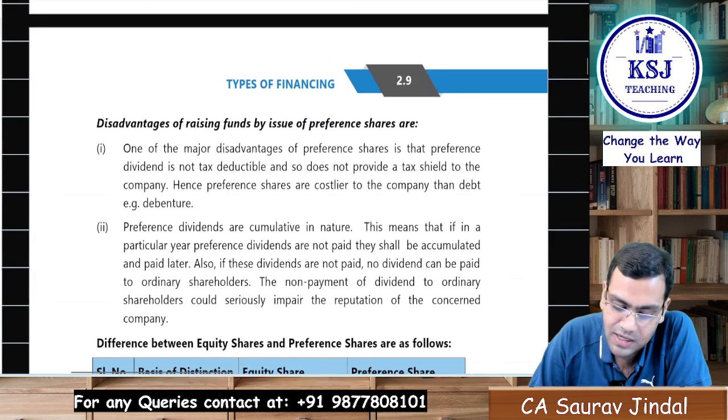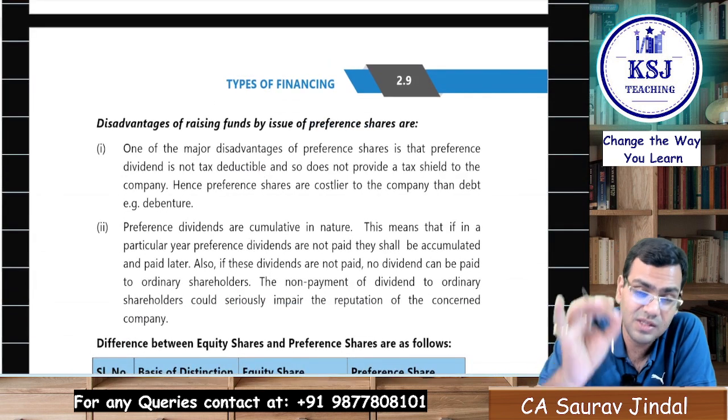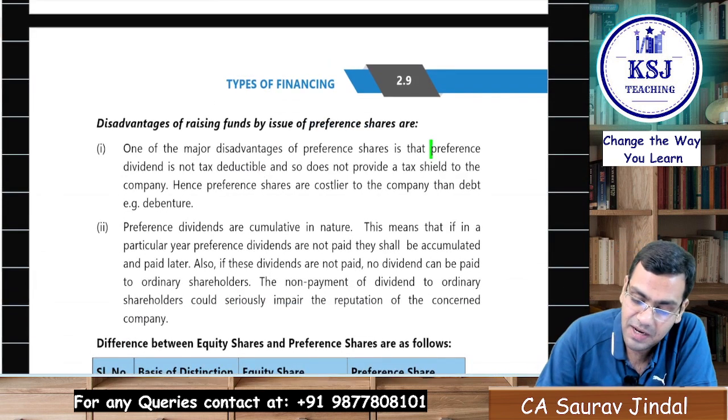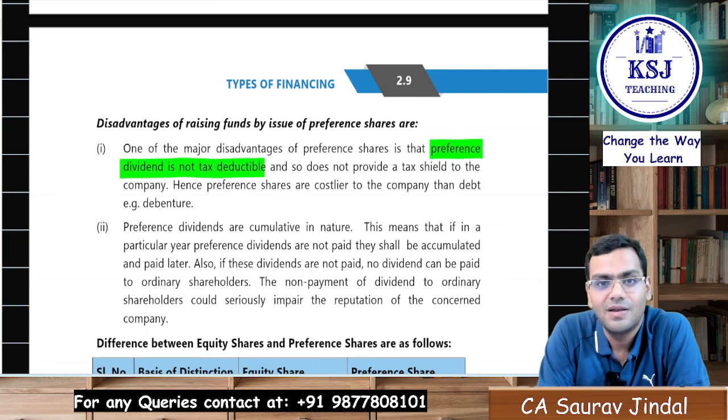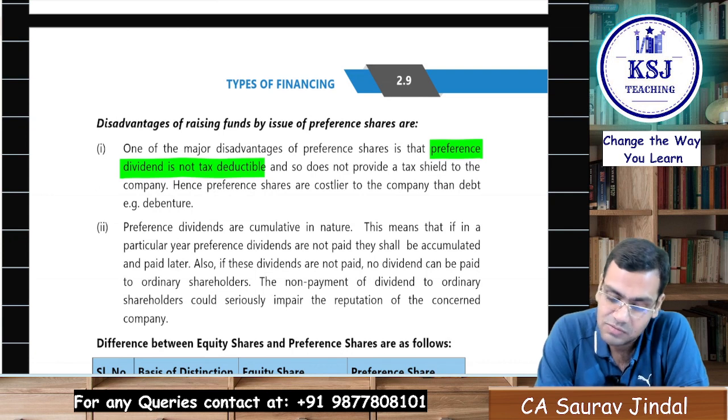What are the disadvantages? Preference dividend, now this is the biggest disadvantage. Preference dividend is not tax deductible. Interest on debt is tax deductible, whereas preference dividend is not a tax deductible expenditure, right? So it does not provide a tax shield to the company.